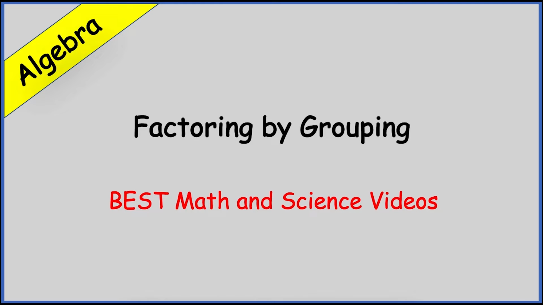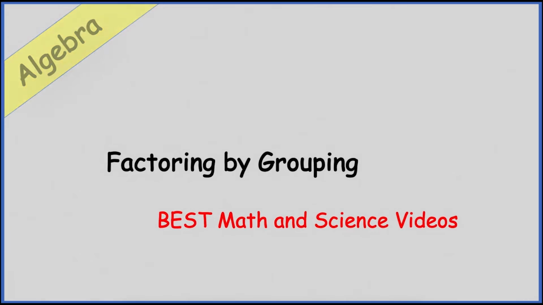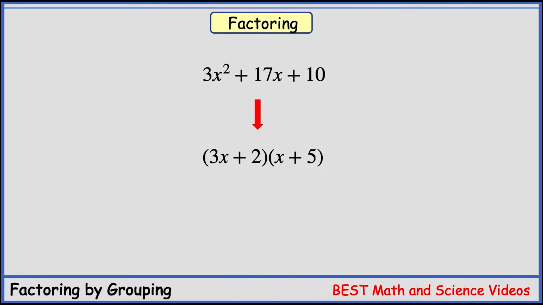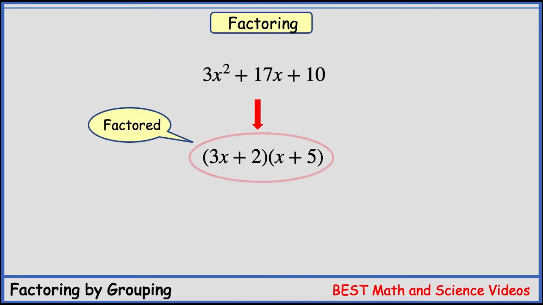Welcome to Best Math and Science videos, Factoring by Grouping. Factoring a polynomial means writing it as the product of simpler expressions. For example, the expression 3x squared plus 17x plus 10 can be written as the product of 3x plus 2 and x plus 5. This is the factored form. If you multiply the parts, you get the original polynomial.